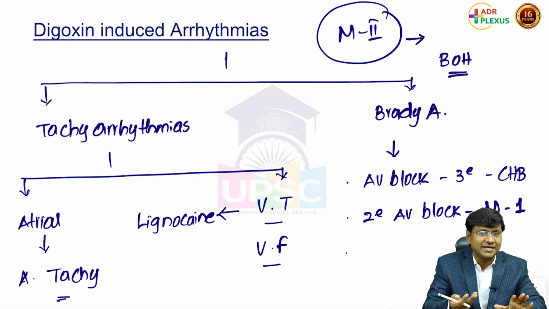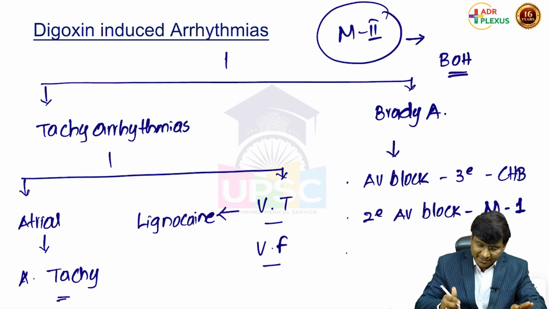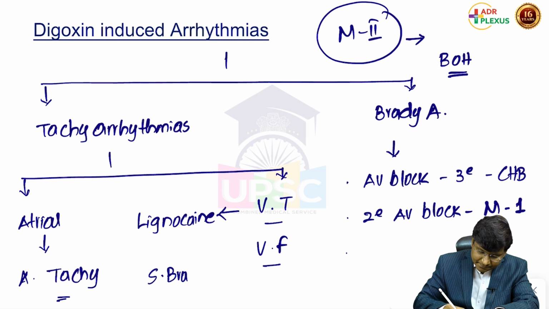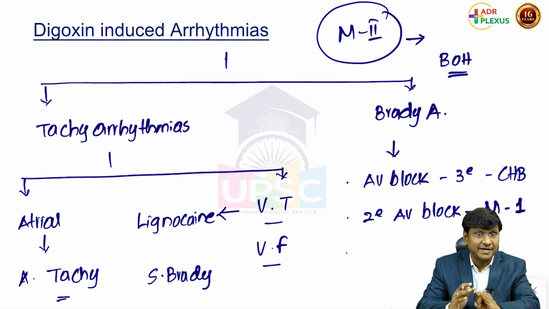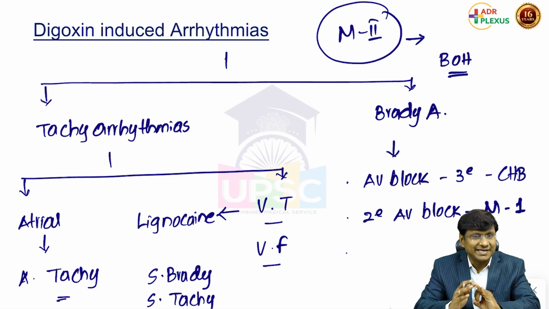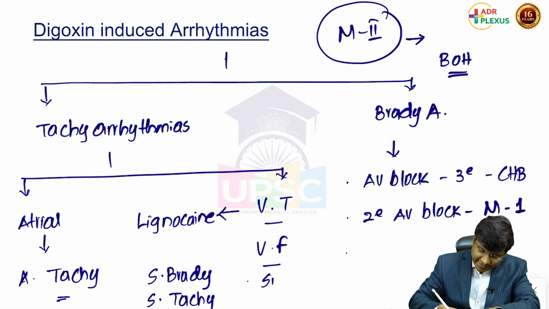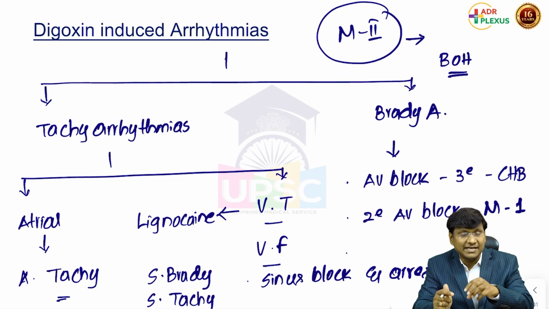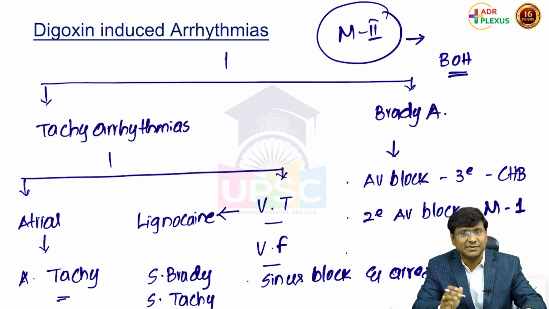And the atrial arrhythmias, if you observe, one I've told you, that is atrial tachycardia. Apart from atrial tachycardia, there can even be sinus bradycardia, there can be sinus tachycardia, and there can be sinus block and arrest. So these are all the atrial arrhythmias which are associated with digoxin toxicity.